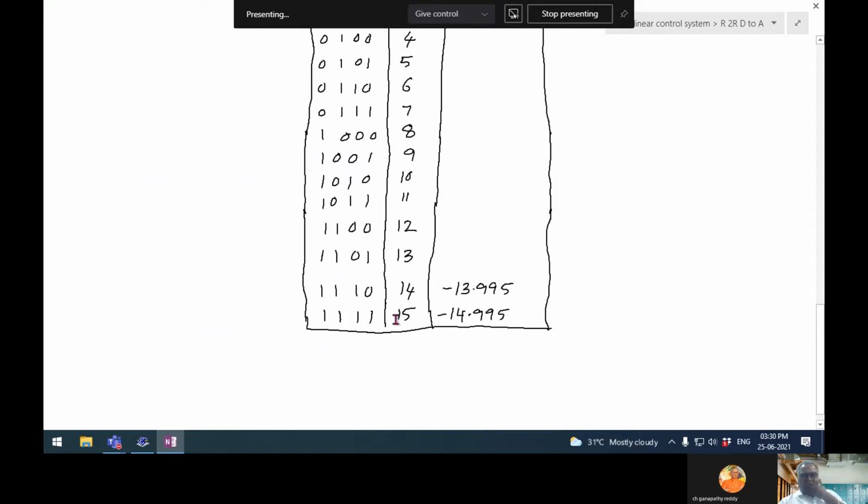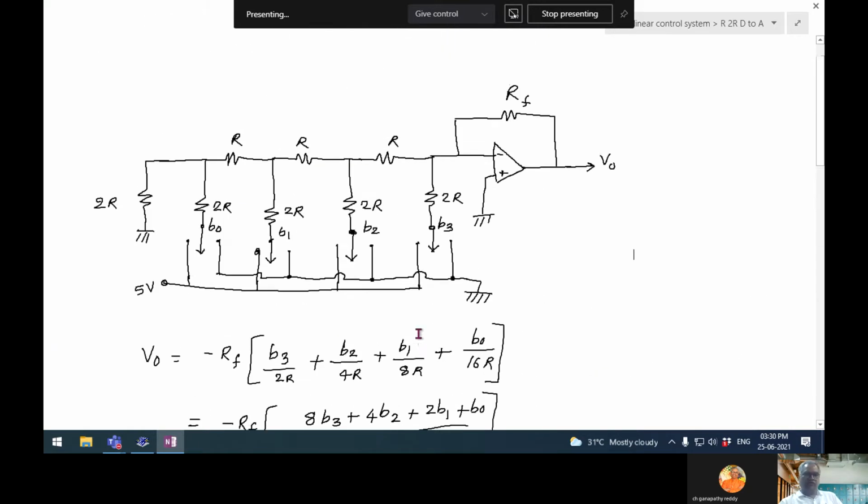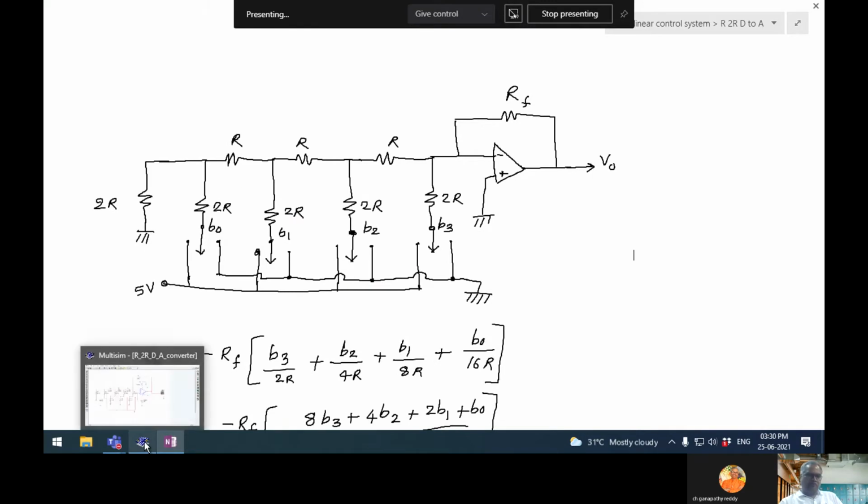Practically I checked, and I got minus 14.995. This is almost equal to minus 15. This minus is because of the inverting amplifier, so this is almost equal to 15. This is the simple equation, simple circuit you can remember.